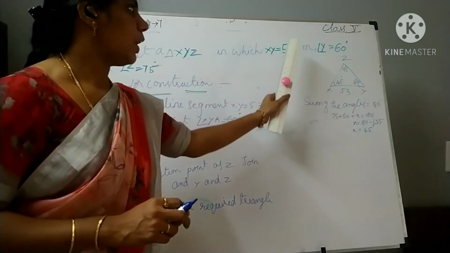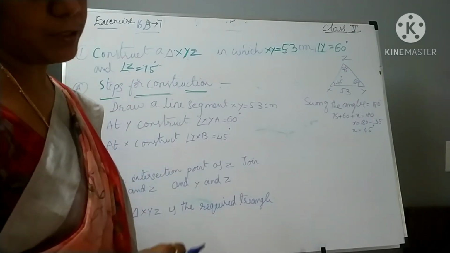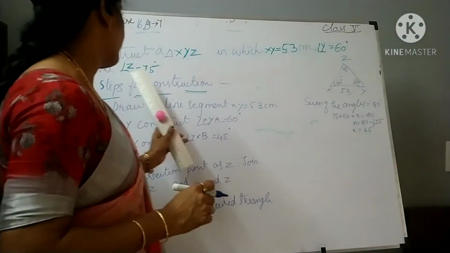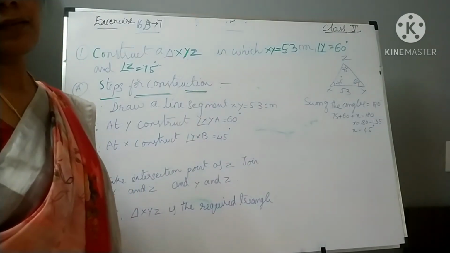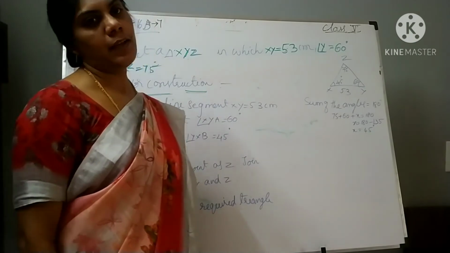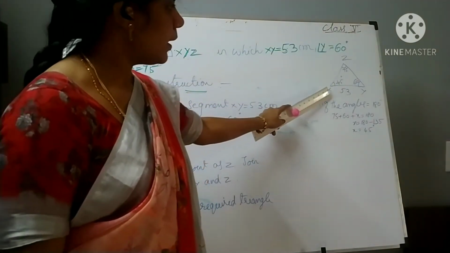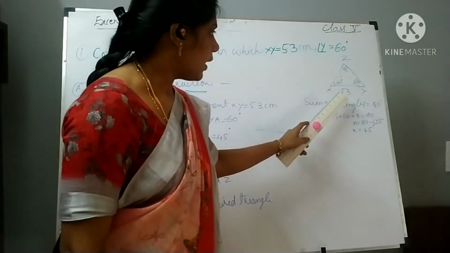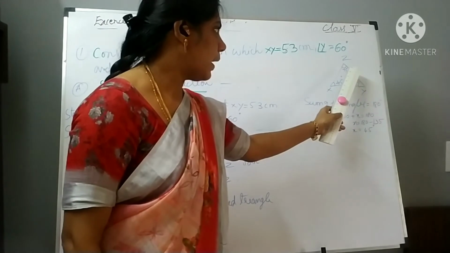Now they have given only one measurement, only the length of one side, and two angles, angle Y and angle Z. So with the given measurements, we have to construct the triangle XYZ. Now I have drawn the rough figure here. See this one, XYZ. XY they have given 5.3, and this angle Y and angle Z they have given.